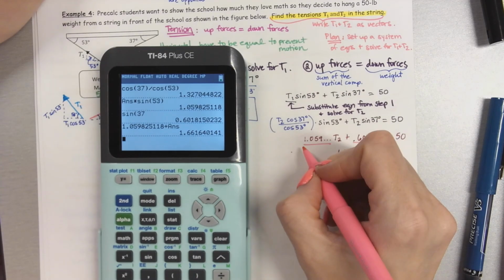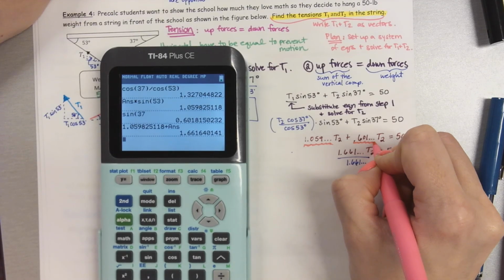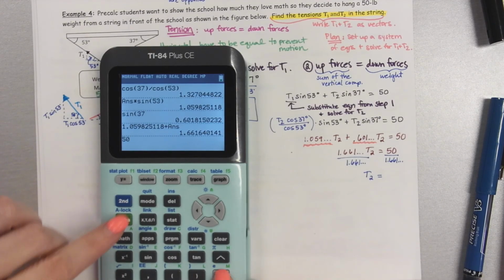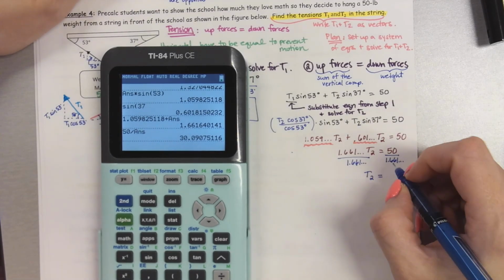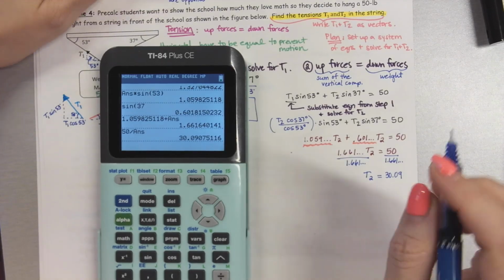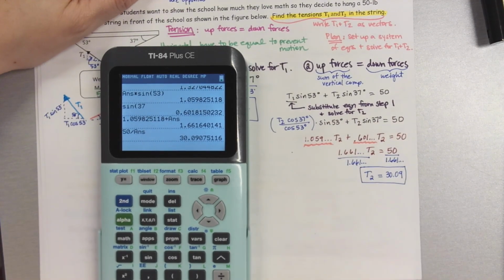Maybe I should squiggle these so you don't think it's divide. So these are your like terms that you added. Okay, then we're going to divide. So we're going to do 50 divided by our answer. And then we can round here to the nearest hundredth, 30.09. That is our t sub 2.